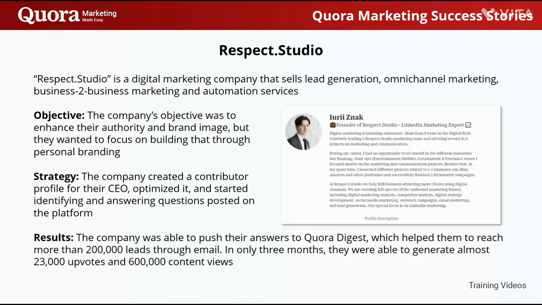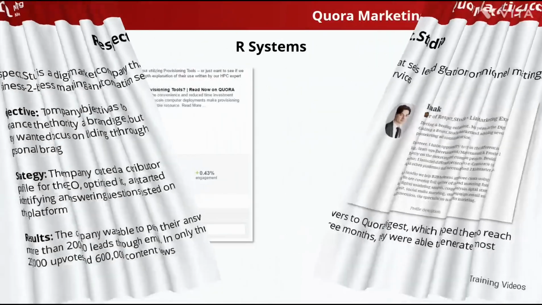Results? The company was able to push their answers to Quora Digest, which helped them to reach more than 200,000 leads through email. In only 3 months, they were able to generate almost 23,000 upvotes and 600,000 content views.